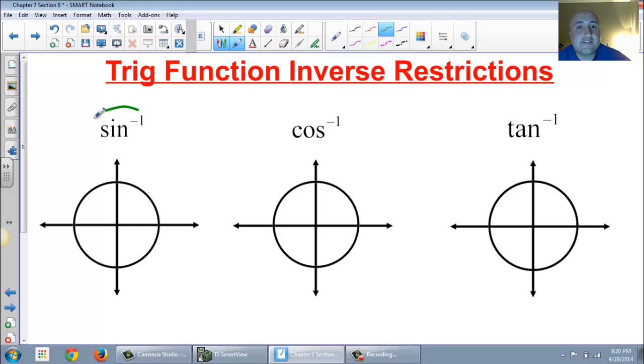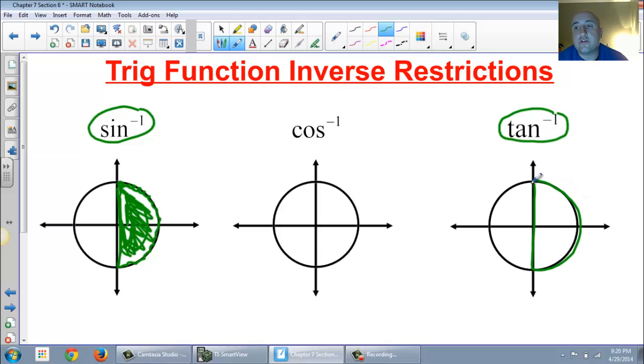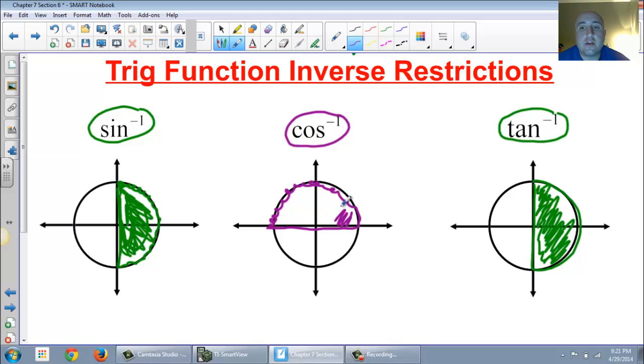Okay, so if we look at sine and tangent, these two go together. Sine and tangent inverses are restricted to the right-hand side of the unit circle. Tangent and sine go together. For finding inverses, those answers must be on the right-hand side of the unit circle. The one that's different is cosine. Cosine is the top half of the unit circle. So that is how you determine where your angle should be located.